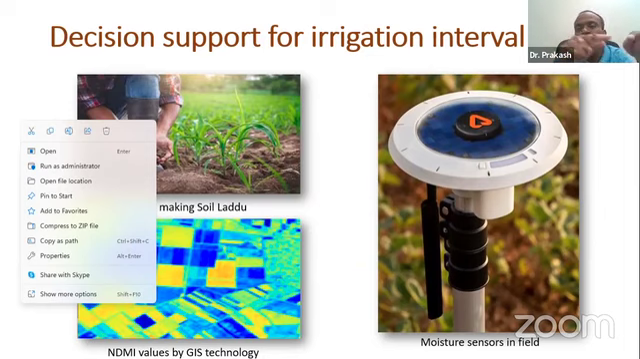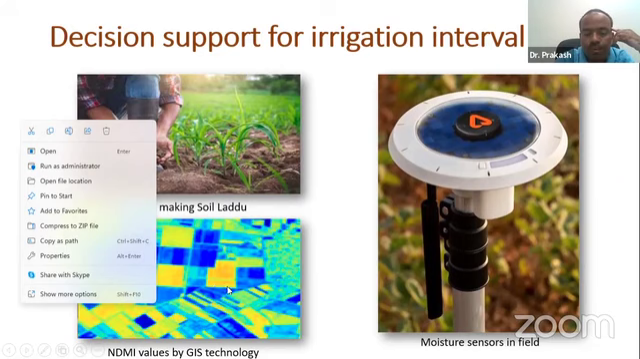We can just map our field. We can see here a blue color, a yellow color, and a red color. These colors indicate that if it is blue, the NDMI, the moisture index, is very good. There is no water requirement.